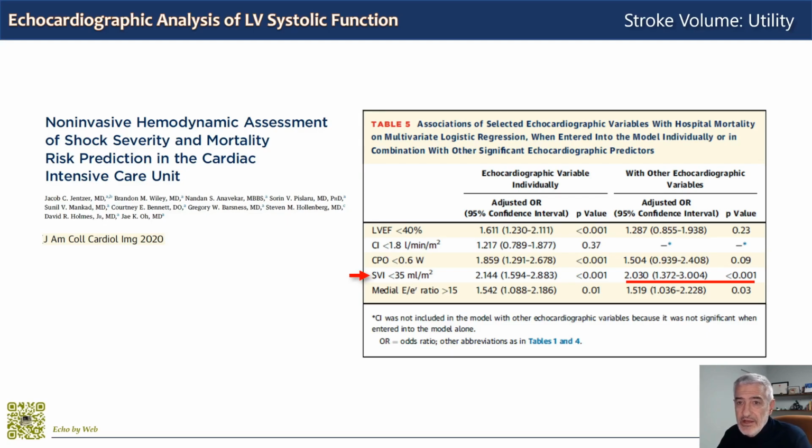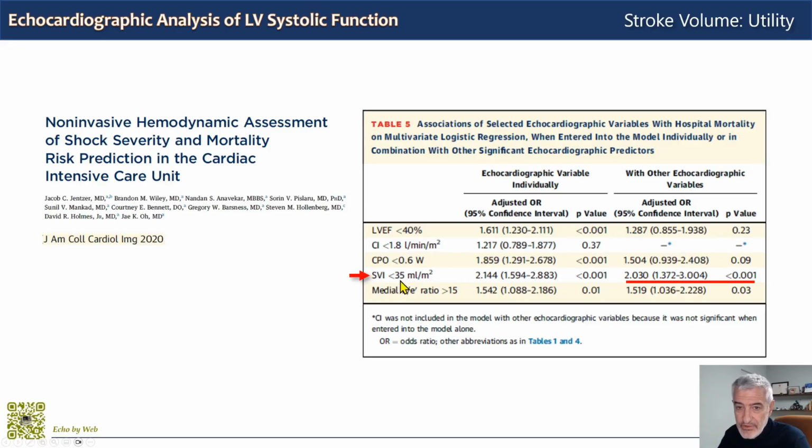Supporting the evidence of the importance of the echocardiographic measurement of stroke index is this analysis, which was conducted in a cardiac care unit, intensive cardiac care unit. The authors studied the association of selected echocardiographic variables with hospital mortality by multivariate logistic regression, entering into the model individually the variables or in combination with other echocardiographic predictors. And the authors stress here stroke volume index, which is the best predictor of hospital mortality.